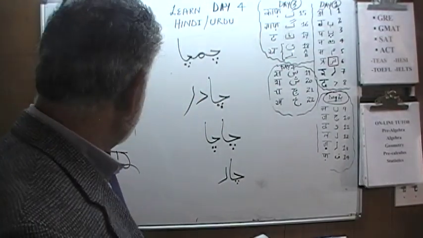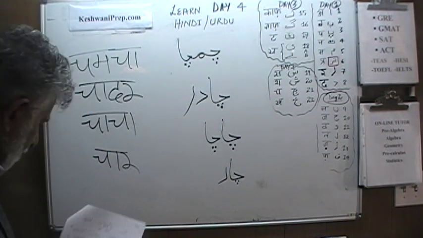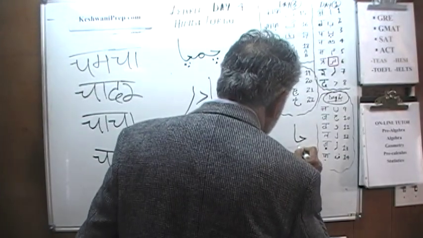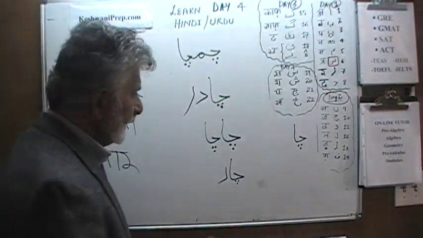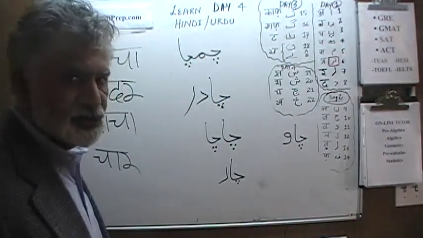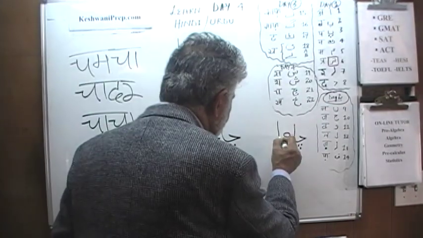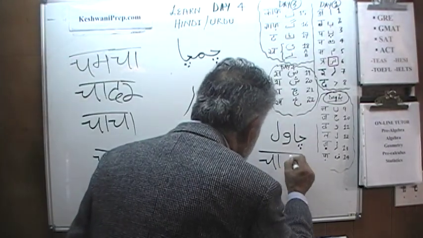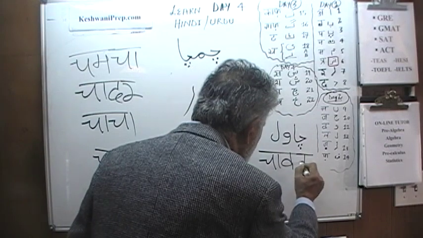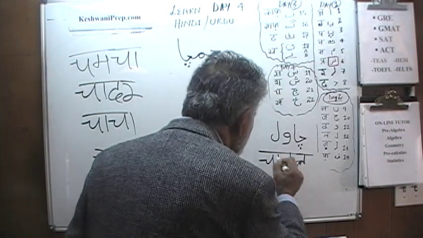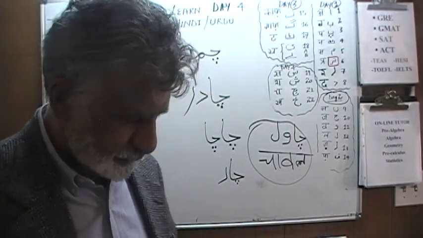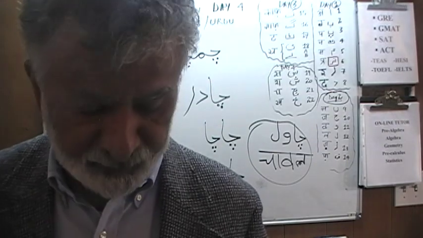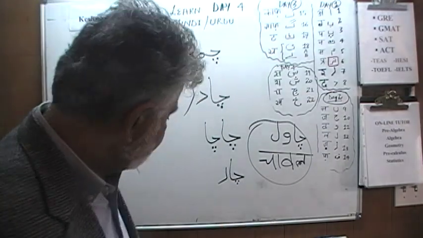And I have one last one left, and I'm running out of room. Let's put it right underneath here. Where can we put it? Let's put it here. Cha, and then wow, that makes a w sound, cha, w, and then lam, chawal. Cha, w, l, chawal. And you know what chawal is? You and I, we both eat it every day. Chawal is rice.